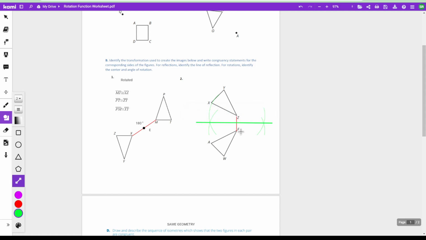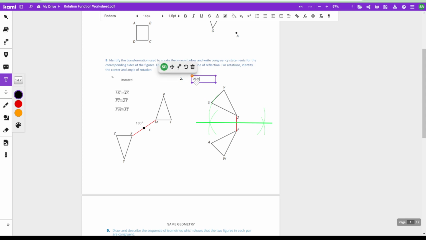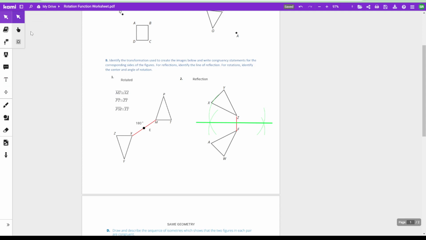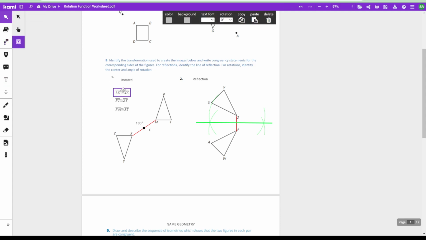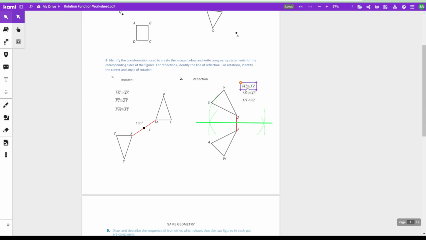It's just suffice to say that this is a reflection and that if you were to measure those out, they would be the same. And I will confirm that for you. So here we have our line of reflection, and we can say that this is a reflection. And now we go off to write our congruency statements. So let me go ahead and copy these over here so that we can reuse those symbols. And we'll begin the process of writing our congruency statements.